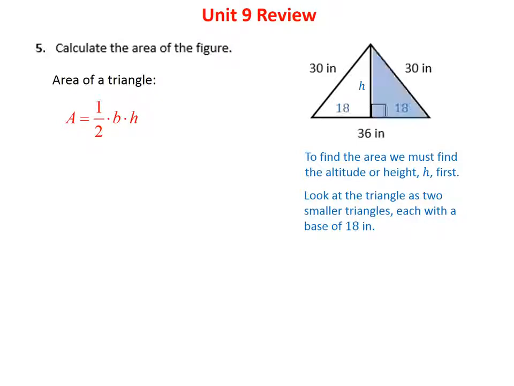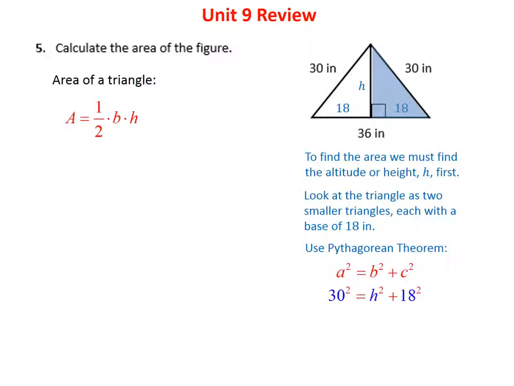So I'm going to use the smaller one on the right. Since the 36 is split in half, this side is 18, this side is 18. I know that because this is an isosceles triangle, and since both sides are 30, the base will be split in half. So now I can use my Pythagorean theorem: a squared plus b squared is c squared.